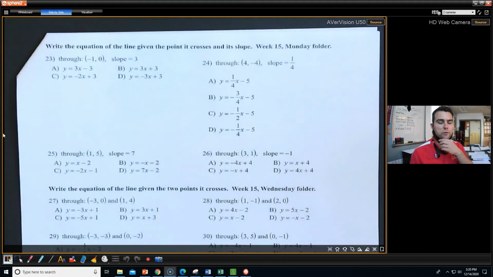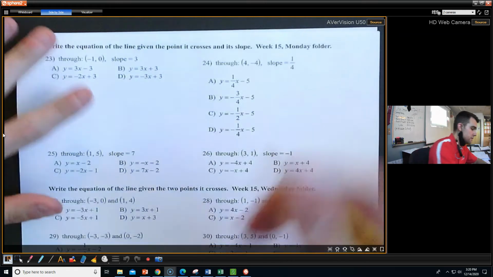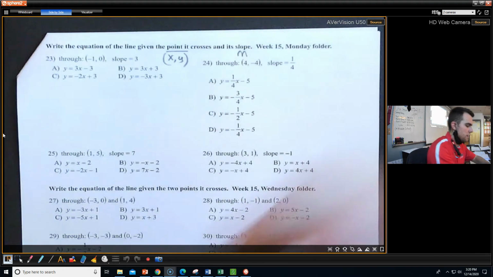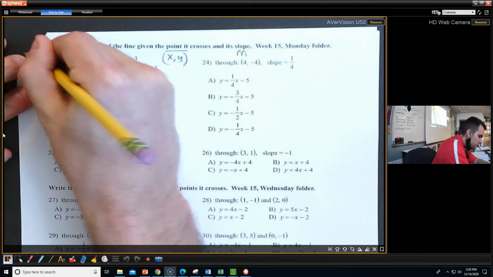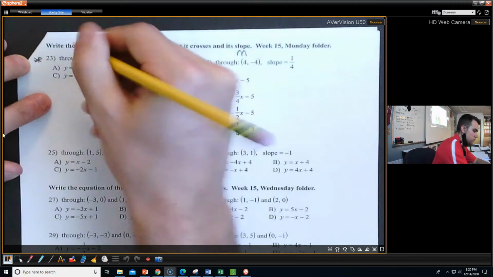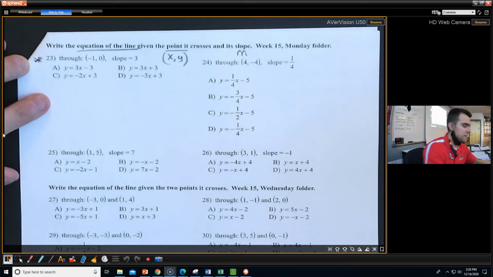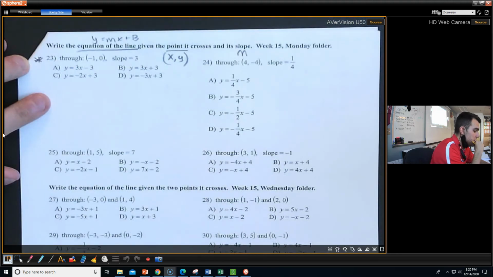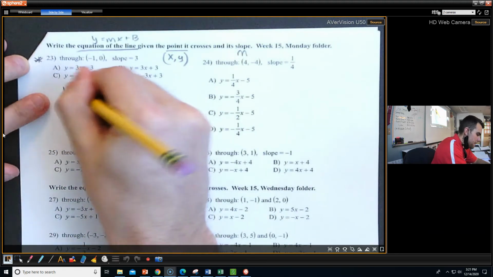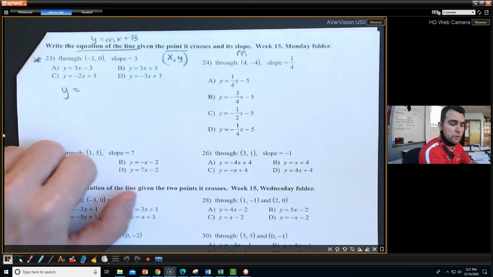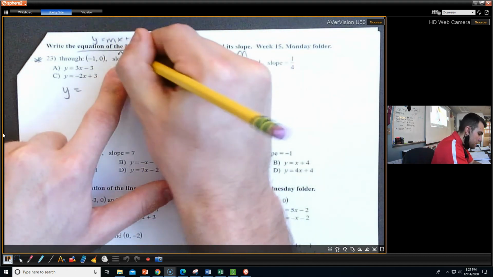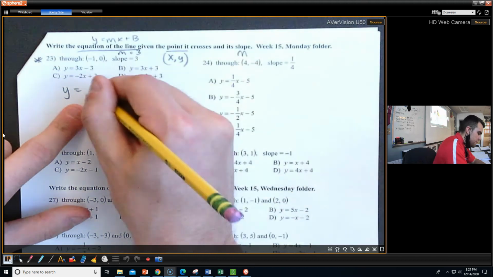All right, 23 through 26. Now we are writing the equation of a line given a point. So we're given a point x comma y, and we're given a slope m. Okay? So if I look at 23, again, I'm writing the equation of a line. I'm going to be writing y equals mx plus b. I know what my m is right off the bat for number 23. It's just my slope. So I'm going to replace m with 3.